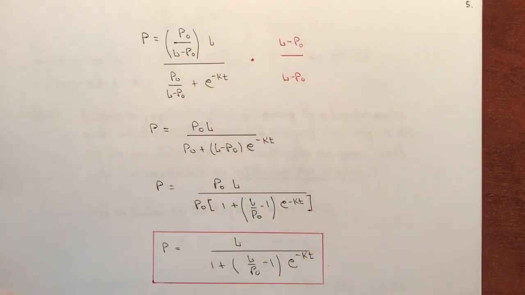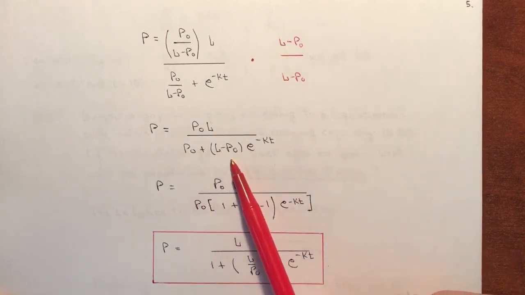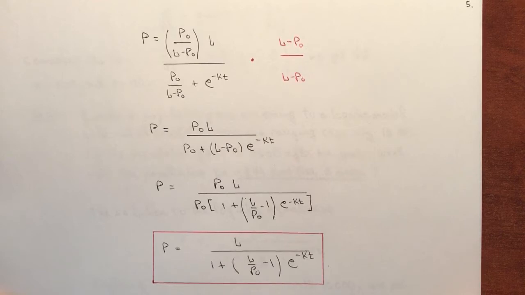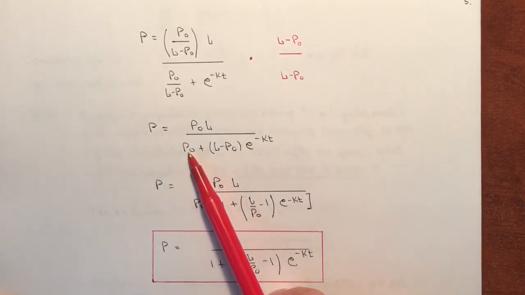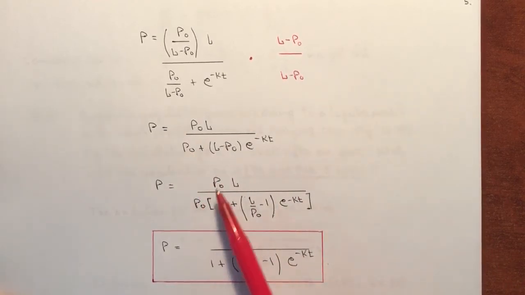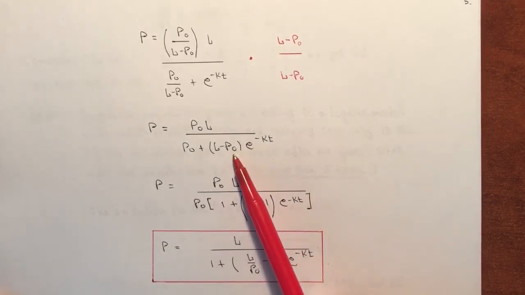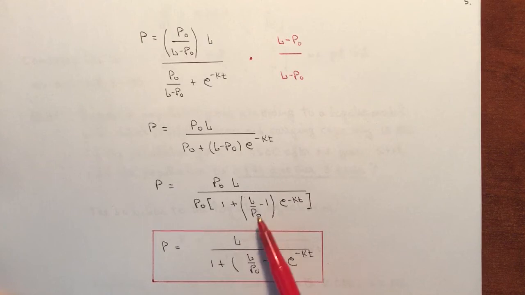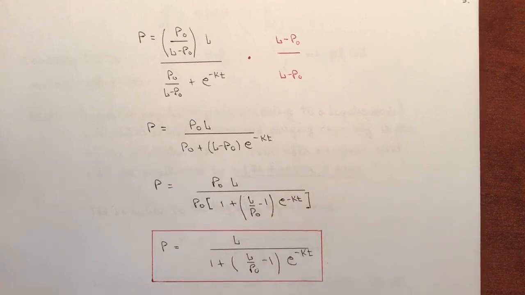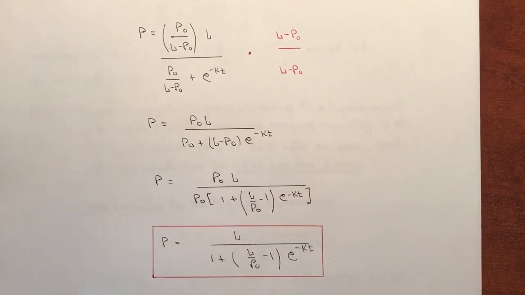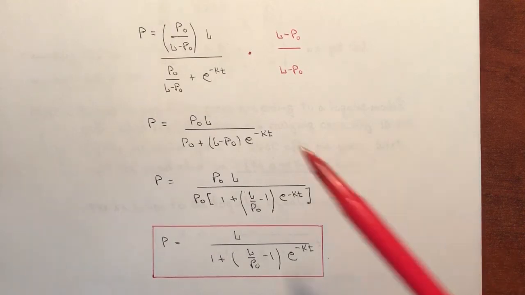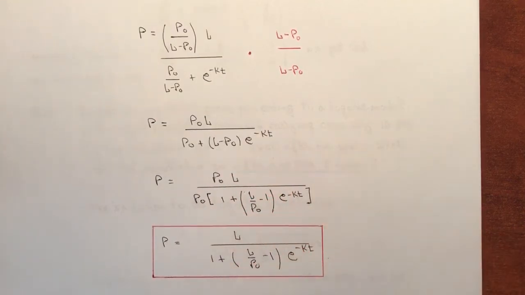So P0 L is P0 plus L minus P0 times e to the minus kt. So factoring out a P0 from the bottom, I get 1 here, and since this has no P0, I'm going to write it as L over P0 minus 1. And that is actually the final form of the solution, after the P0s are canceled, to the logistic curve.